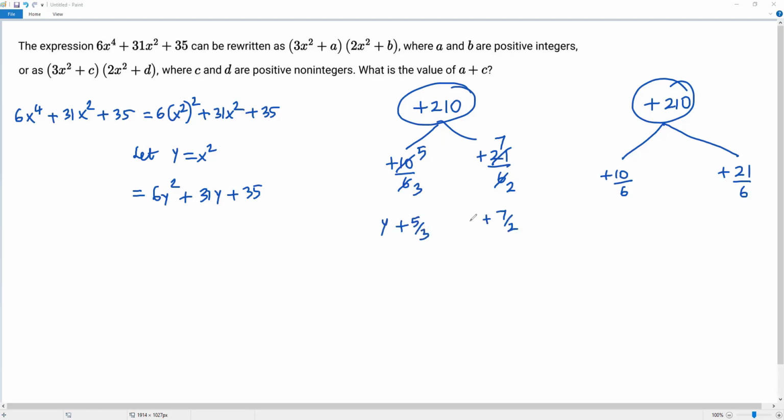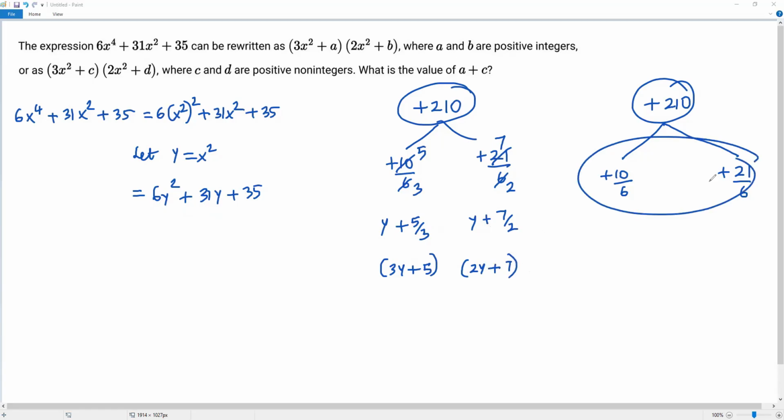Let me take y here and y here, because we have a quadratic expression in the variable y. Now we can move this denominator 3 as a coefficient of y. Then we get 3y plus 5 as one of the factors of this expression. And we can move this denominator 2 as a coefficient of y. Then we get the other factor, that is 2y plus 7.